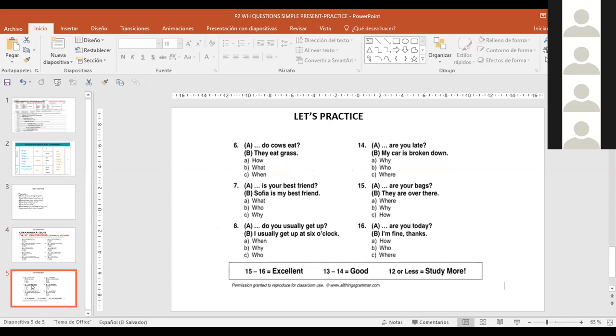Entonces ya hicimos esa práctica. Así que en honor a su tiempo, jóvenes, vamos a suspender aquí. And I hope to see you tomorrow. Espero verles mañana, ¿verdad? Para poder continuar con el siguiente tema, que serían los adjectives plus the verb be.